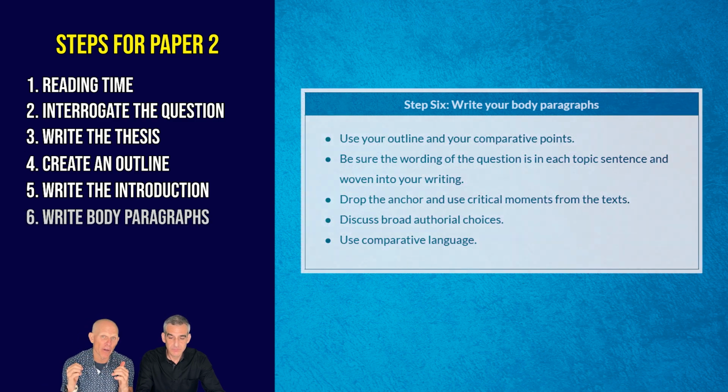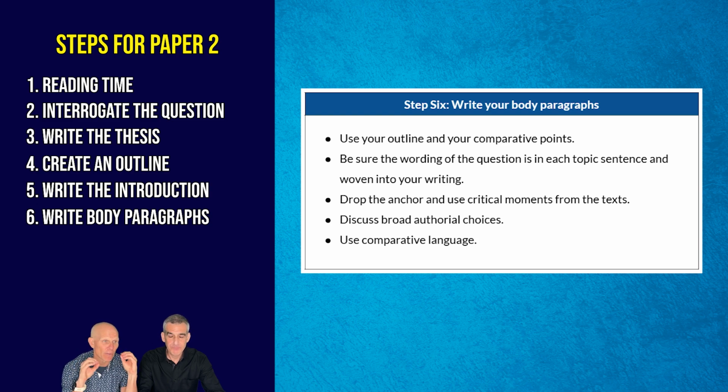Then we have our body paragraphs. This is where we make our money. Every topic sentence needs to have the language of the question, needs to have that rich comparative point we're trying to illustrate. We want to drop the anchor and make sure we're discussing critical moments and details from the text that help to answer that question. As we do that, keep in mind we need to talk about those broad authorial choices and to try to think comparatively. It's a lot of things to do. If you keep those things in mind, that will really help.